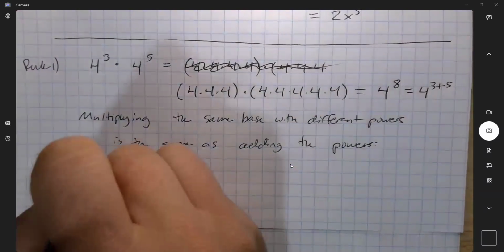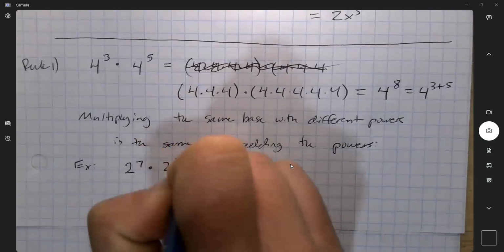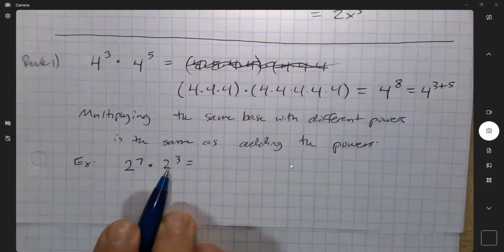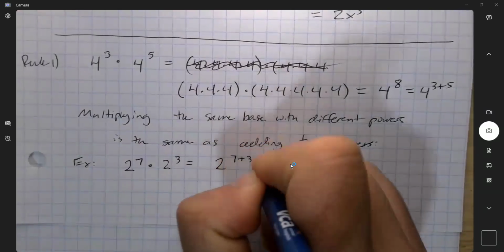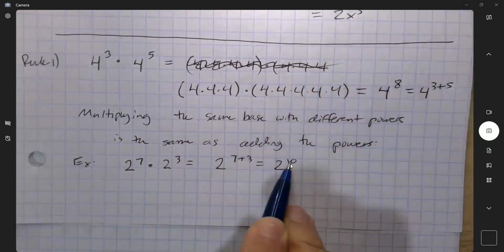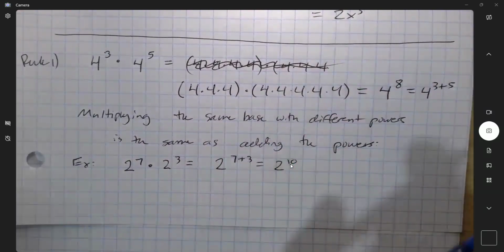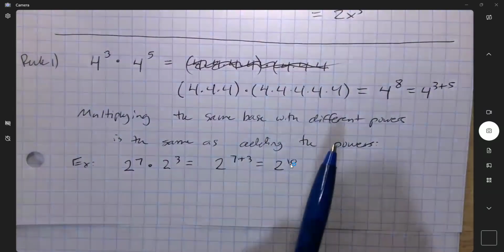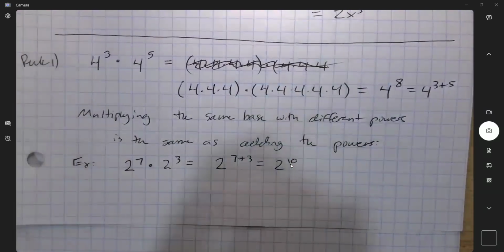So as an example, if I have 2 to the 7th times 2 cubed, that's 2 multiplied by itself 7 times, and then multiplied by itself 3 more times, which is 2 multiplied by itself 10 times, which is what 7 plus 3 equals. Every single one of our exponential rules comes from the fact that exponents are repeated multiplication. And I want you to keep that in mind.